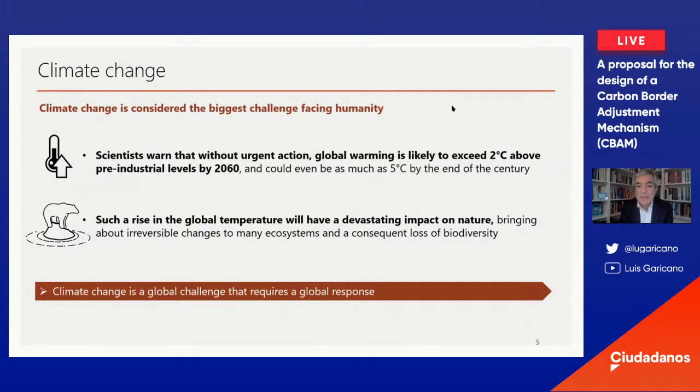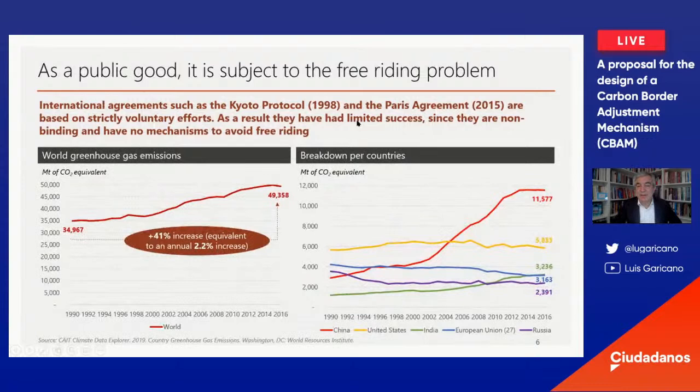Such a rise in global temperature will have devastating effects on ecosystems, on biodiversity, but also on the habitability of large fringes of the Earth. Areas around the equator could become uninhabitable with consequences that are only imaginable right now. So I think it's pretty clear that from the perspective of humanity, climate change is a global challenge that requires a global response. The problem is that climate is a public good.